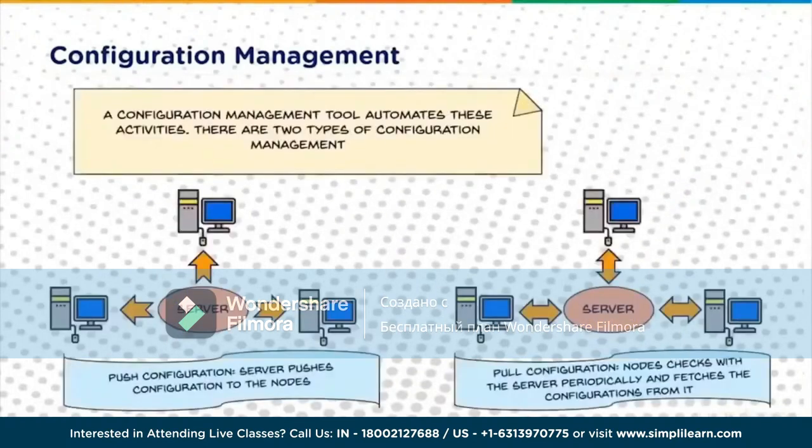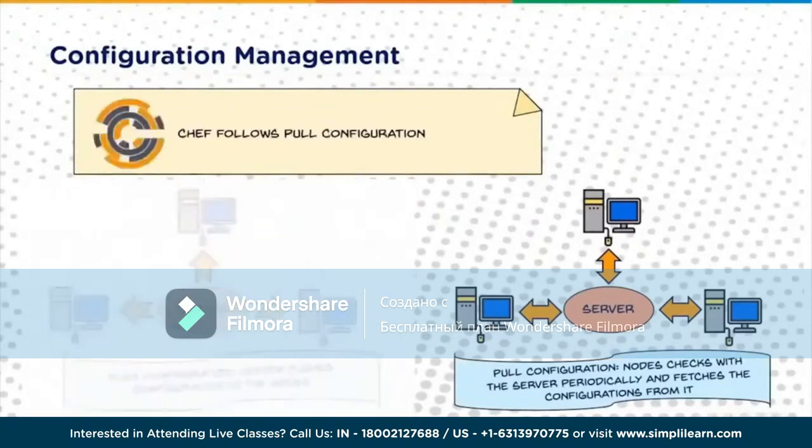So here the server pushes these files onto the node. So the complete control lies with the server. On your right side, we have the pull configuration. In case of pull configuration, the nodes poll against the server to first check if there's any change in the configurations required. If there is, the nodes themselves pull these configuration files. Chef follows pull configuration, and how it does this, we'll see further in our video.